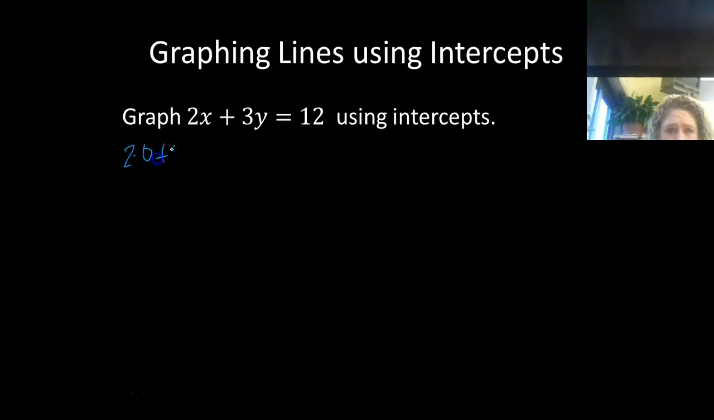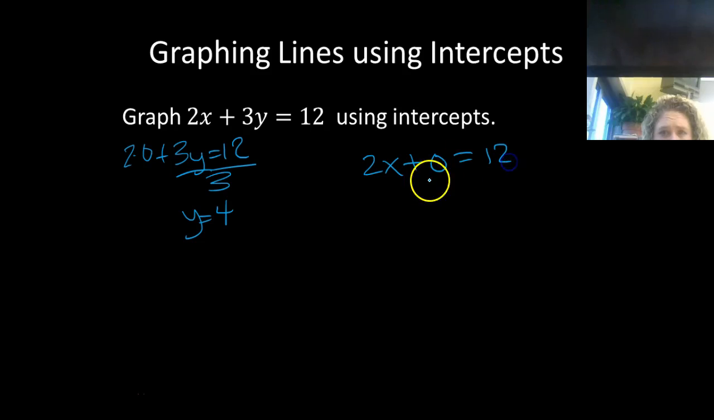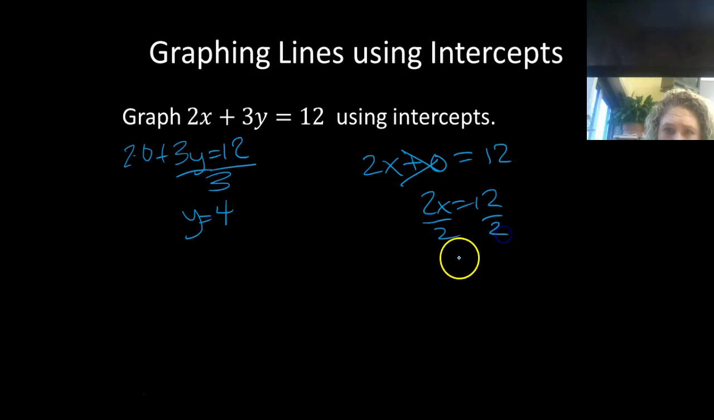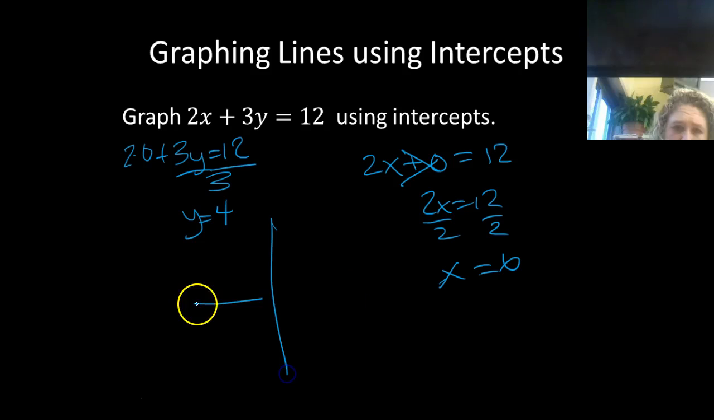2 times 0 plus 3y equals 12. Divide by 3. Y is going to equal 4. 2x plus 0 equals 12. Notice here, 3 times 0 is going to give you 0. So we're going to start to find a shorter way. We don't even need to write this. So 2x equals 12. Divided by 2. X equals 6.